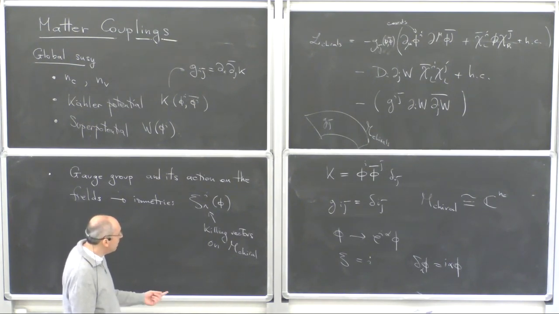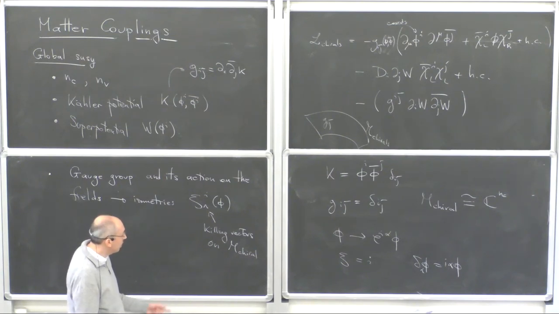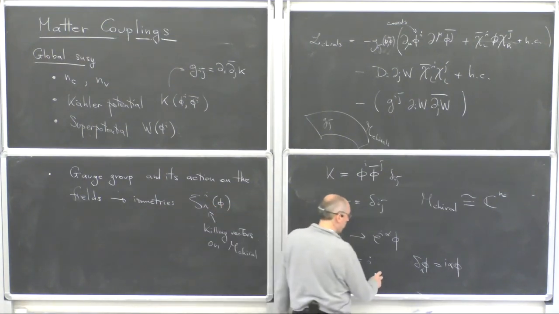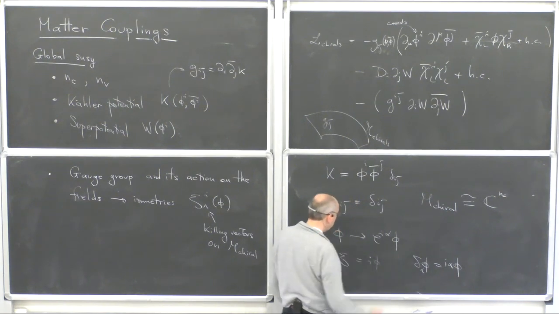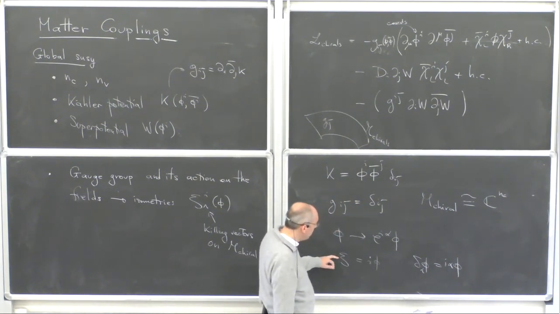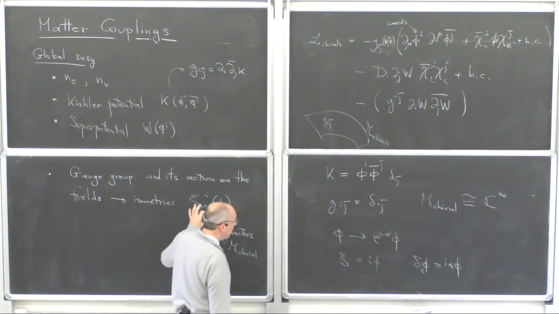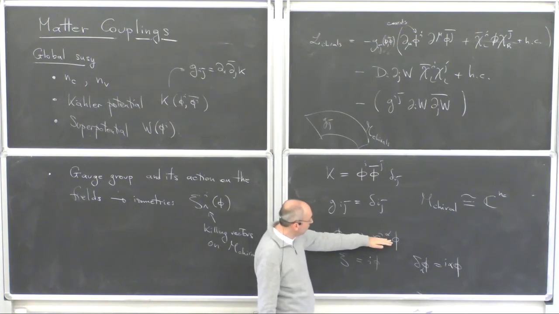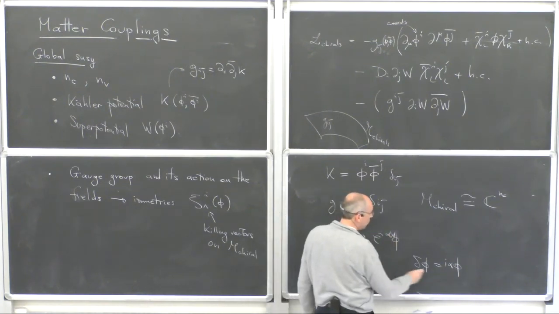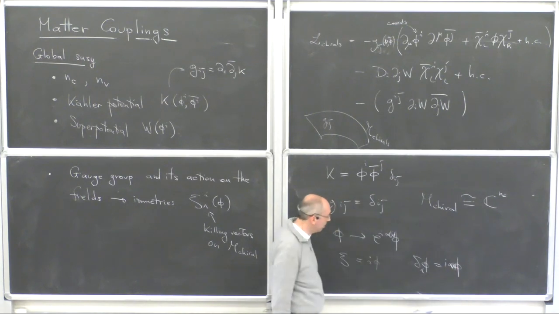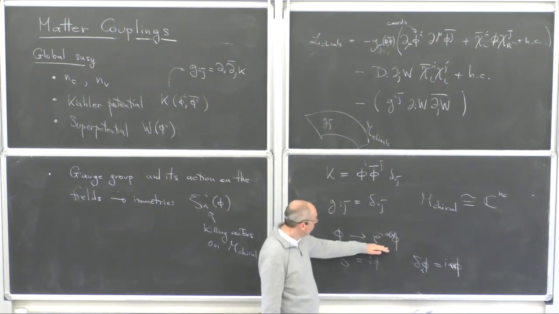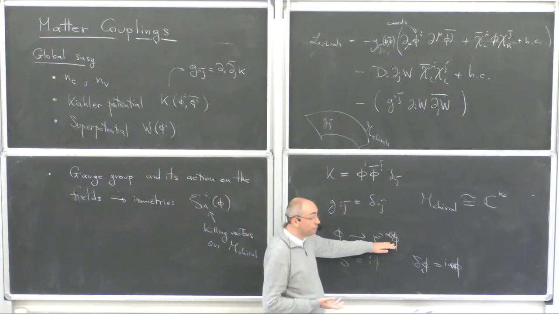And then, if I write the Killing vector, I should write here i phi. It's the rotation anyway. And if I want to gauge this, if I want to make this global symmetry local, I want to introduce a parameter here that depends on space-time. Then this means that the field phi now is charged under the gauge group.